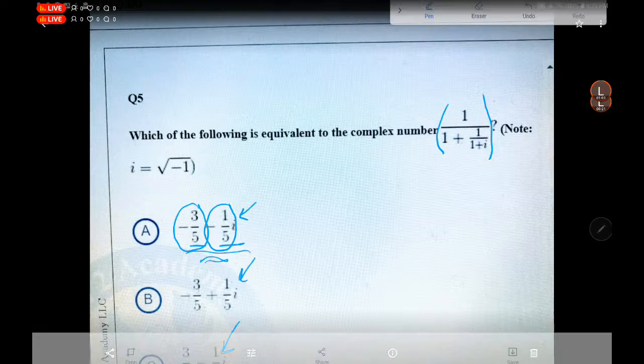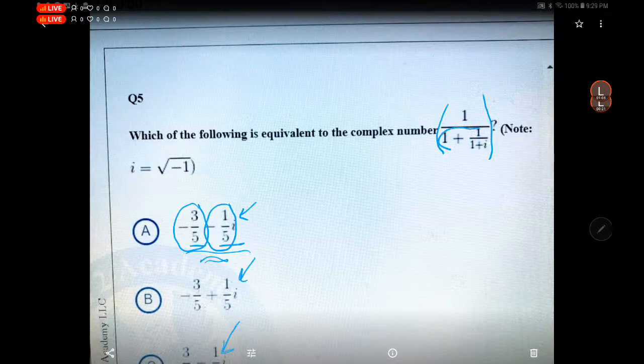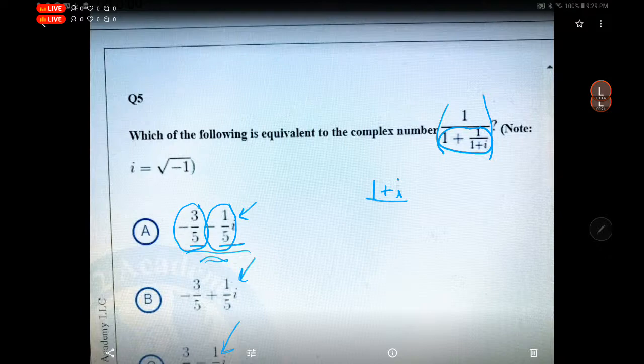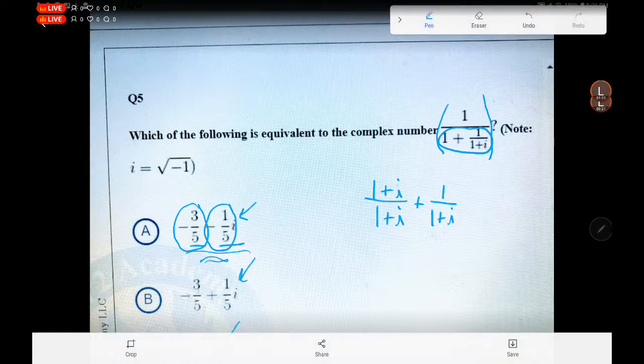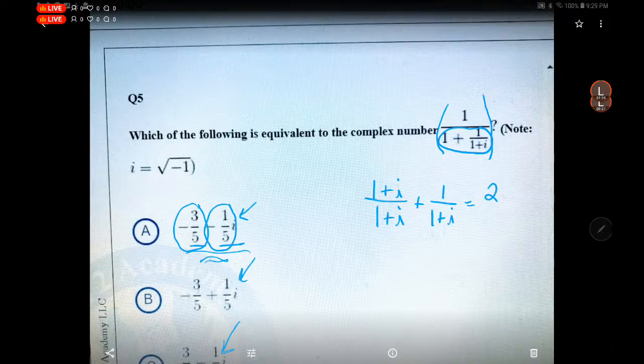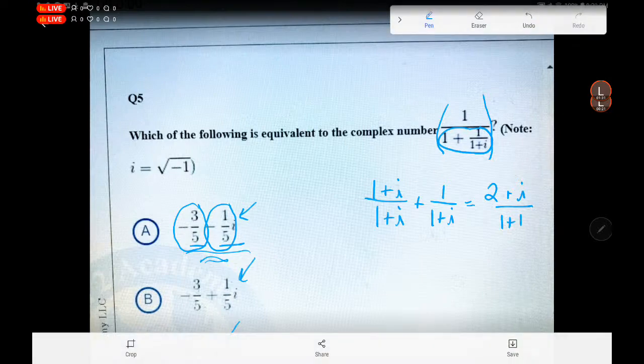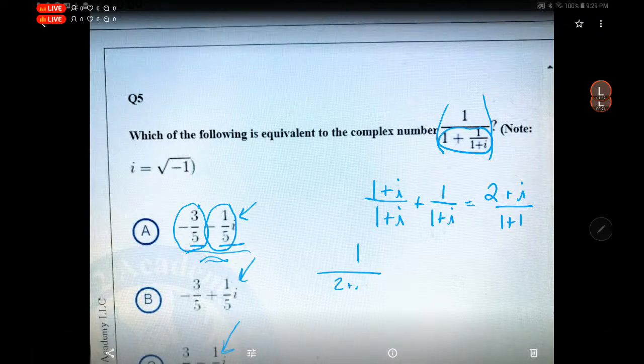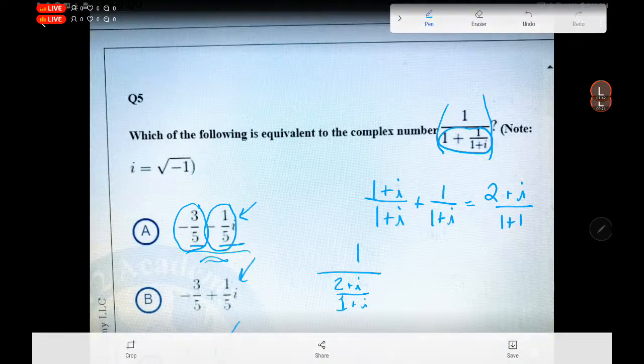One way you could do it is simplify this denominator first, 1 plus 1 over 1 plus i. We're just going to work on that. That's 1 plus i over 1 plus i, that's what 1 is, plus 1 over 1 plus i. So we have the common denominator. That equals 2 plus i over 1 plus i. So now our fraction is 1 over 2 plus i over 1 plus i. Now we have a fraction in the denominator.